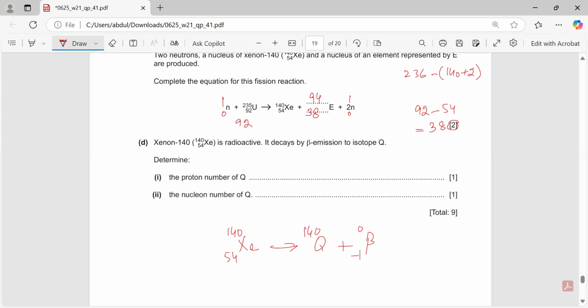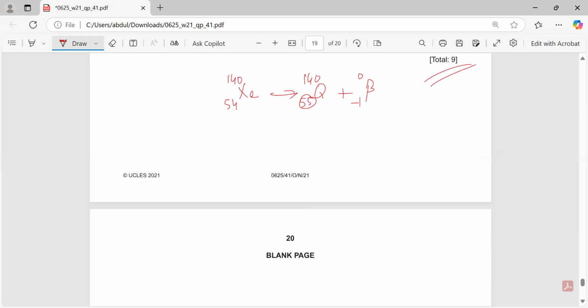Nucleon number is conserved. For proton number to be conserved, 55. Why? 55 minus 1 is equal to 54. And proton number of xenon is also 54. So charge is also conserved. Determine proton number of Q. How much? That is 55. Nucleon number of Q is the same, 140. In this way, this paper is completed.